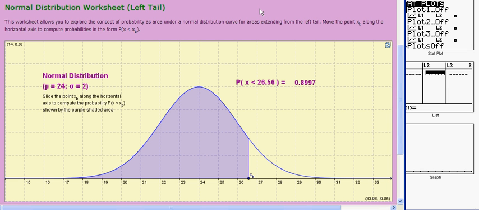This is a normal distribution curve, and the mean is 24 and the standard deviation is 2. The area that's shaded under this curve is about 90%. I have limited control on how to set the area, but it's pretty close and it's good enough for this example. So this shaded area is 90%, and the question might be, find the value of x that separates the bottom 90% of the distribution from the top 10% of the distribution. We can use the calculator to find x.